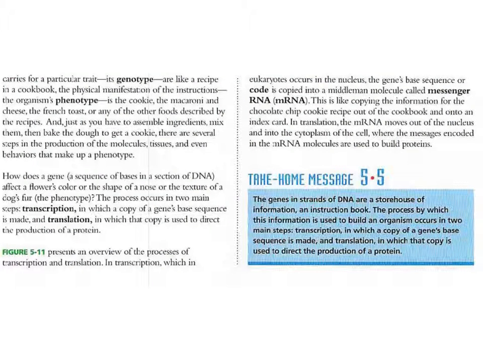Back to the text, ask students to read the rest of that section, thinking about going back and forth between the diagram and the text to look at that next paragraph. How does a gene, a sequence of bases in a section of DNA, affect a flower's color or the shape of a nose or the texture of a dog's fur, which is that phenotype? And so it occurs in 2 main processes: transcription, which is a copy of the gene's base sequence, and translation, which is that copy used to direct the production of a protein.